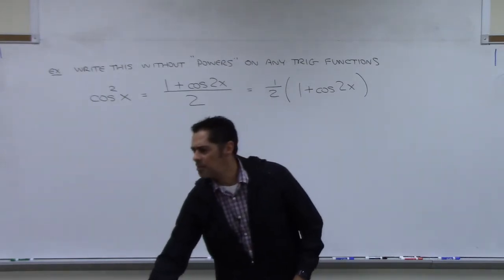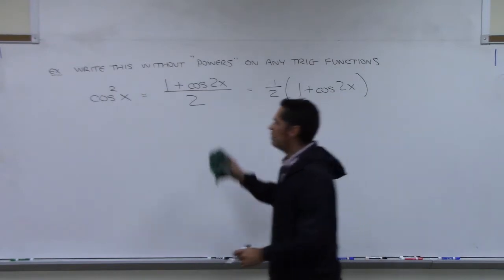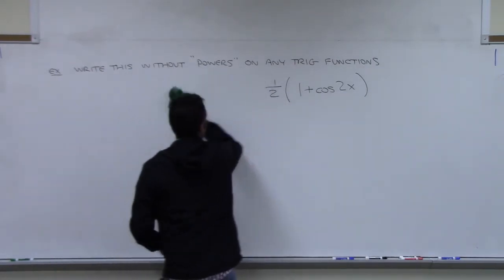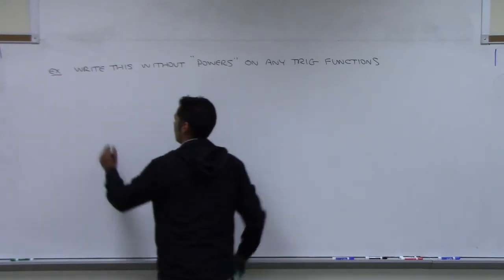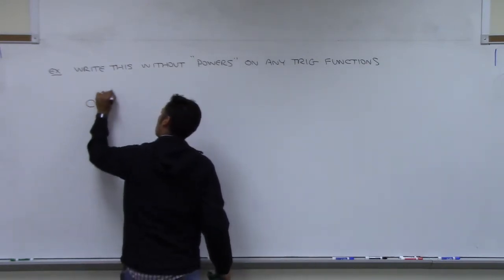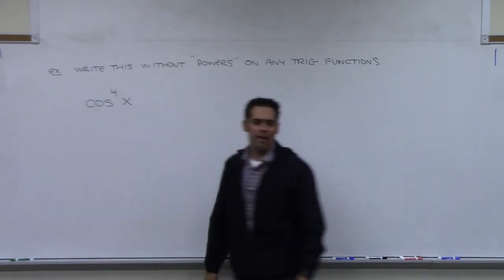All right, that was too easy because that was just the formula, right? Okay, let's do this then. Cosine to the 4th x.